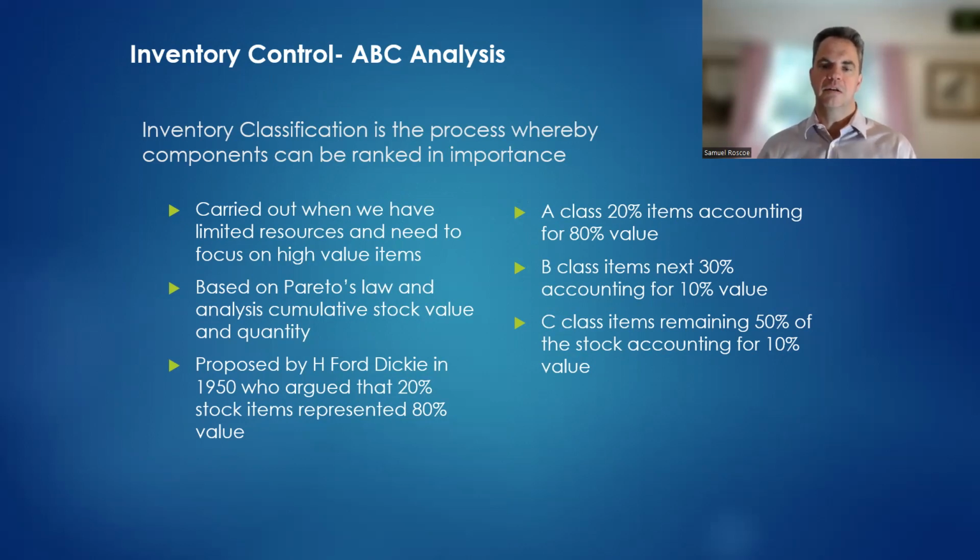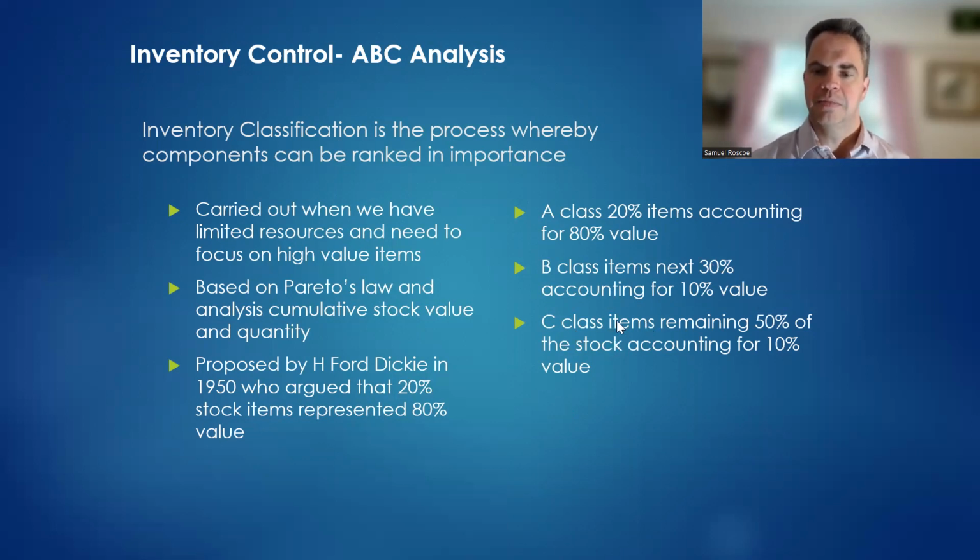So you can see here that value can be broadly defined. Value could be margins, but value can also be how much the customer values a particular product, such as, let's say, PPE during the pandemic. PPE had to be prioritized because it was very high value for patients and for the medical staff. So essentially, we assume that 20% of our items account for 80% of value.